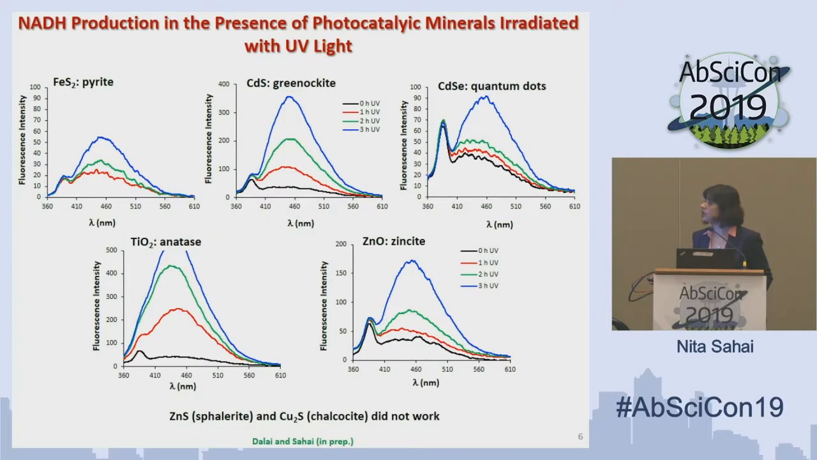So here are the results. Here is the fluorescence as a function of the scanning wavelength. And you can see that at a certain wavelength, there is a maximum in the peak, which tells us that NADH is being produced. So at various time points of 1 hour, 2 hours, and 3 hours of irradiation of UV light, you can see that the peak is increasing. That means NADH production is increasing in our protocell system.